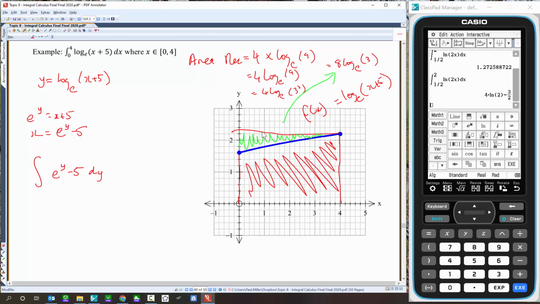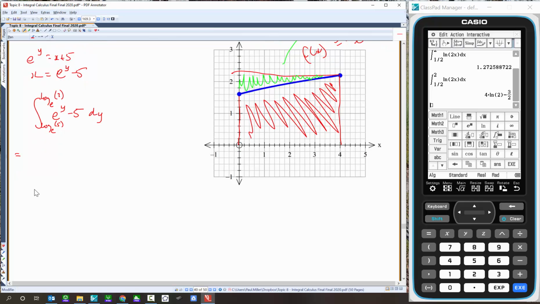What am I going to integrate between? Well, I know that this top terminal here is log e 9. So when I put 4 in, I get log e 9 out. And when I put 0 in, that's going to be log e 5. Okay, all right, this is all set to go. So let's do it. So the integral couldn't be any easier.